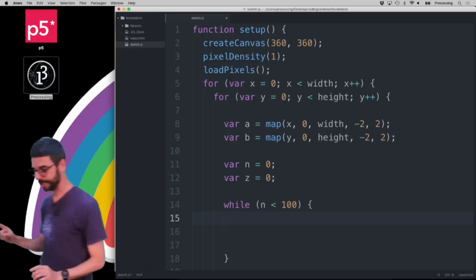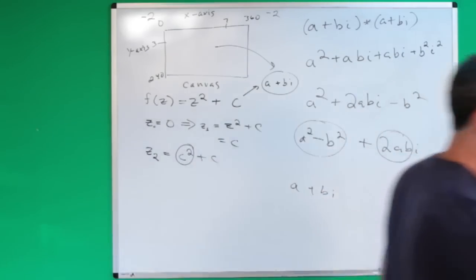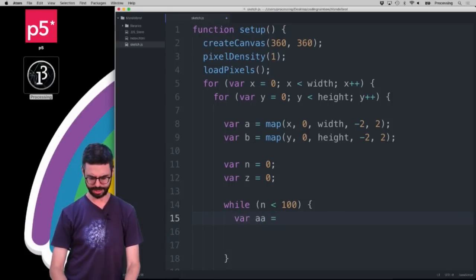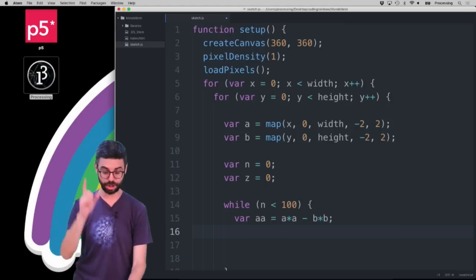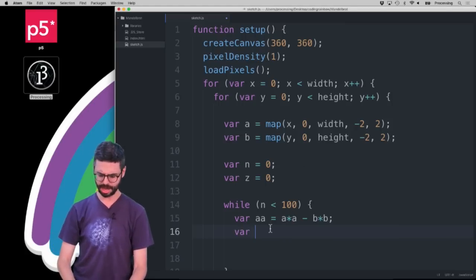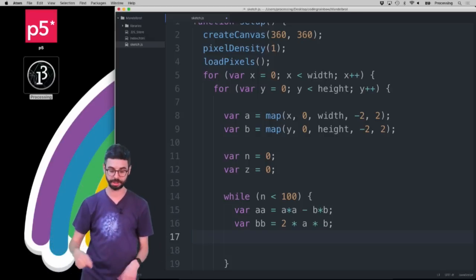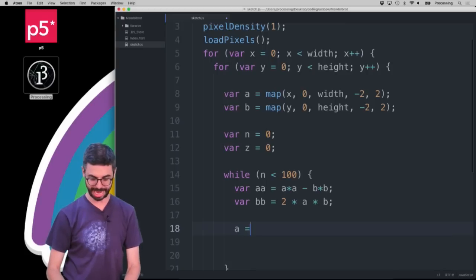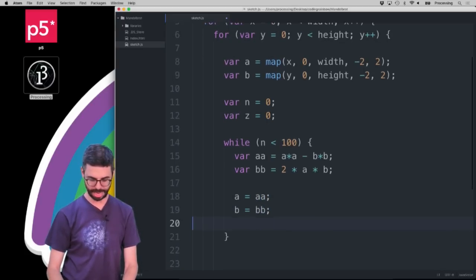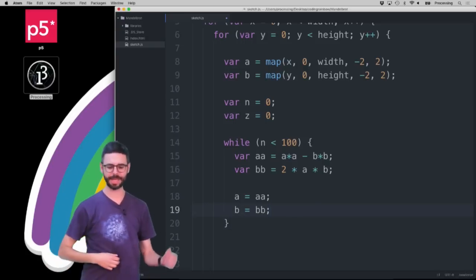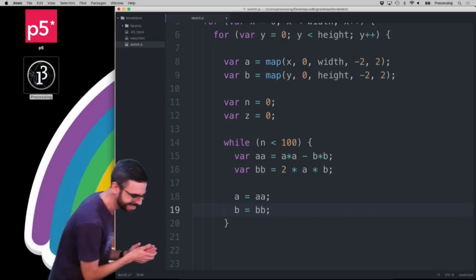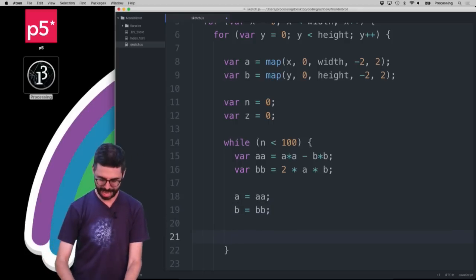Okay, so the first thing I want to do is calculate a squared minus b squared. I'm going to call that AA. That's going to be my new a. It is a times a minus b times b, and then I also need to calculate 2ab. So I'm going to call that bb, which is 2 times a times b. So I have now calculated the real and the complex components for the next generation. And then I need to say a equals AA and b equals bb, and do it again. So this is just my iterative process. Oh, and then I need to say n plus plus.